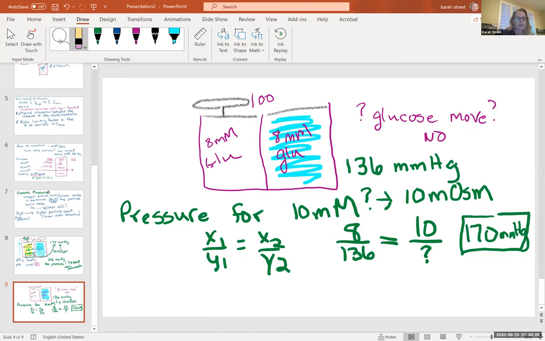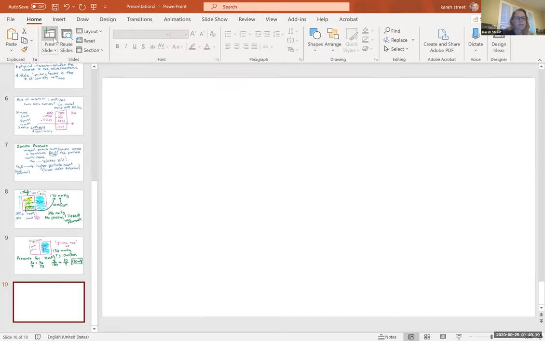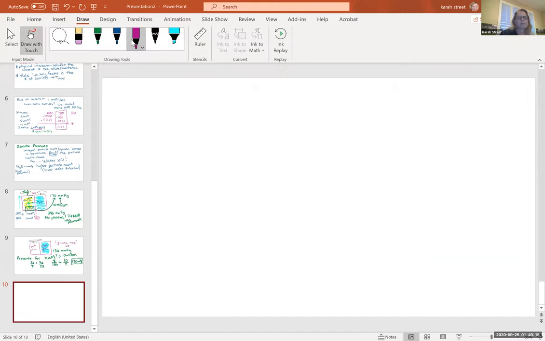Then we repeated the experiment. And this time we went back to glucose being on one side.